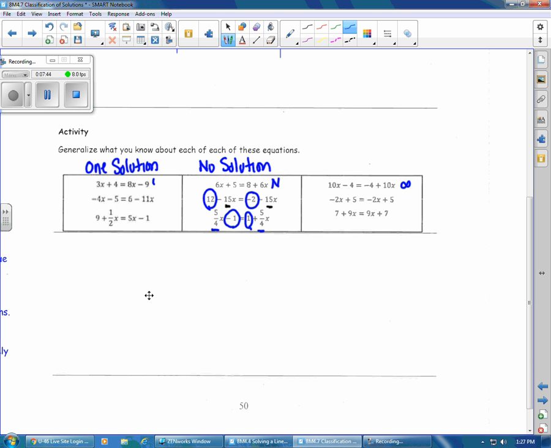The last one, I'm looking at negative 2x, those are the same. 5, 5, those are the same. 9, 9, those are the same. 7, positive 7, those are the same. So again, I would expect all real numbers to be able to satisfy this equation, which means there are infinitely many solutions.